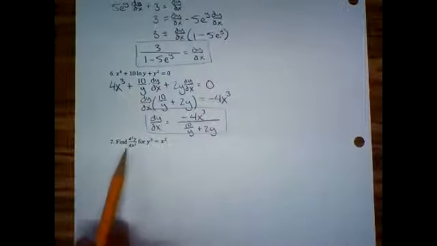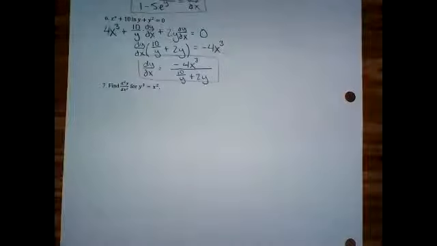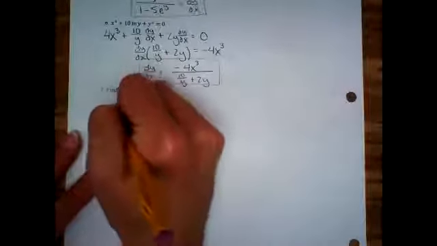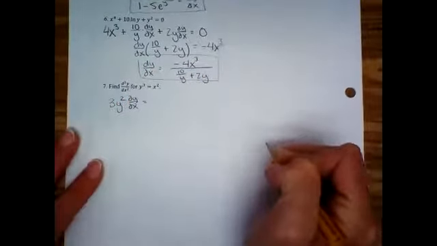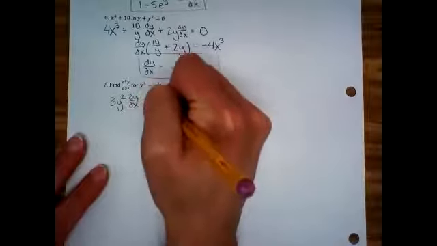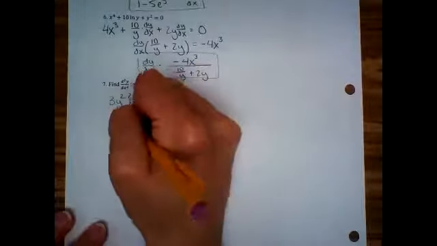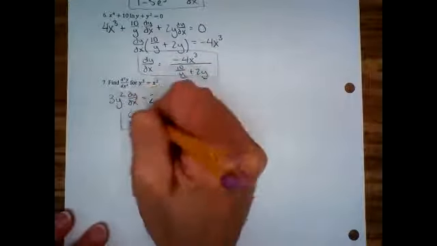Oh, and we talked about this notation the other day. What does this mean? Second derivative. All right, so you're going to get the first derivative and then do it all over again. So first derivative, this would be 3y squared dy/dx equals 2x. And then you'll divide the 3y squared over. So that is your first derivative.